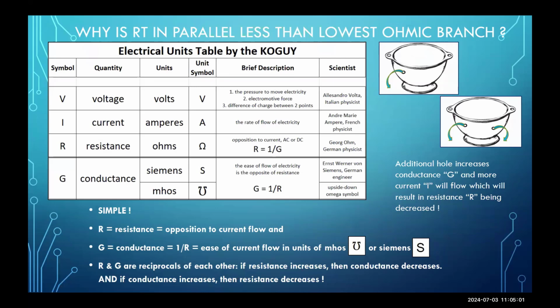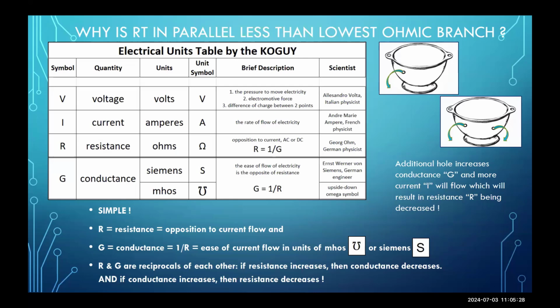Next. All right, let's talk about why RT in parallel is less than the lowest ohmic branch. Here's why. Here's an excerpt from my electrical units table. And I've expanded it. I've taken away the power because it's not of consideration for this discussion today. But I've brought in the row that shows conductance. And G is the symbol for conductance. And conductance has 2 units. The European designation for conductance is in units of Siemens.